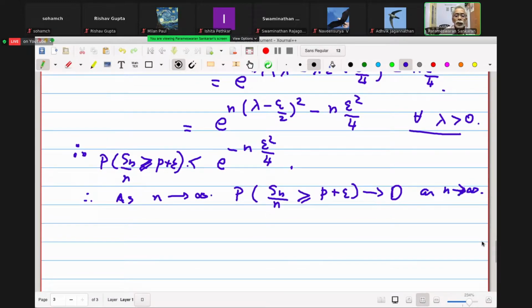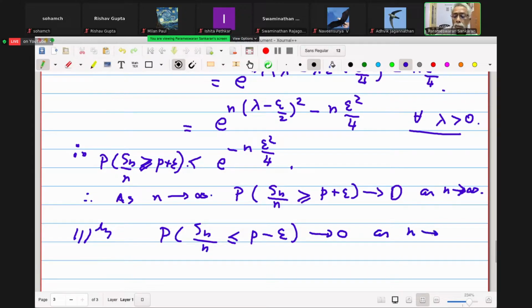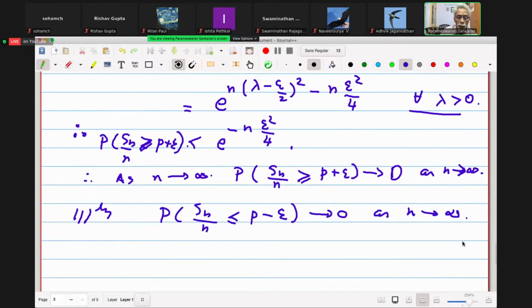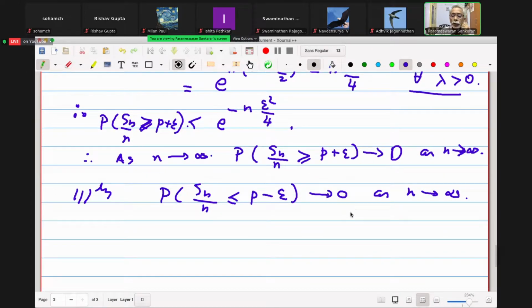So this proves, similarly, the same estimate, probability of Sn by n less than or equal to p minus epsilon also goes to 0 as n goes to infinity. And this proves the theorem. QED.